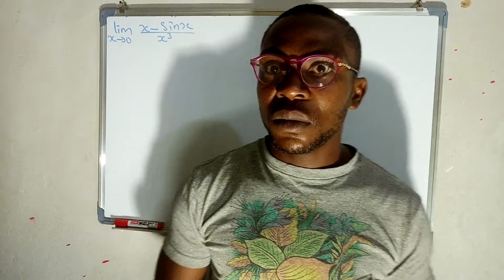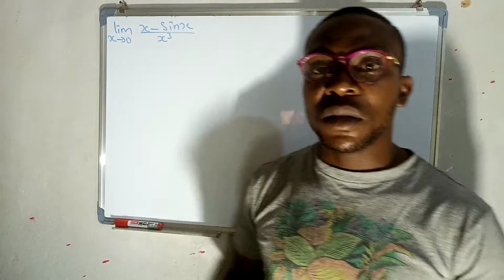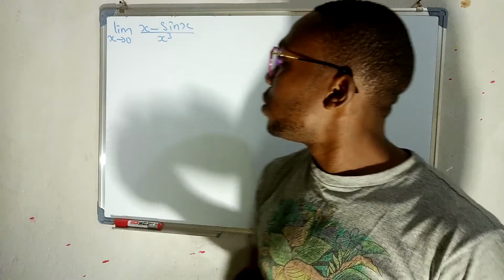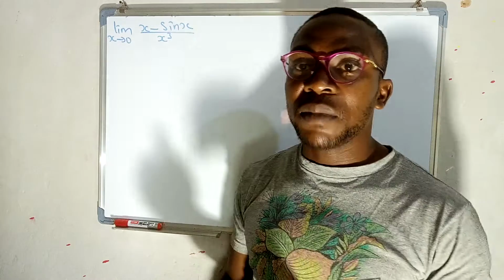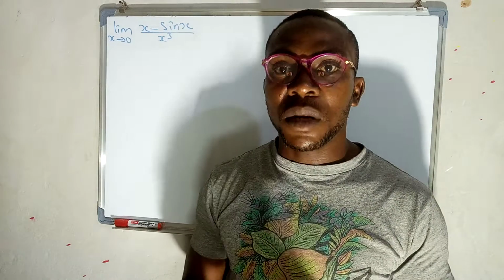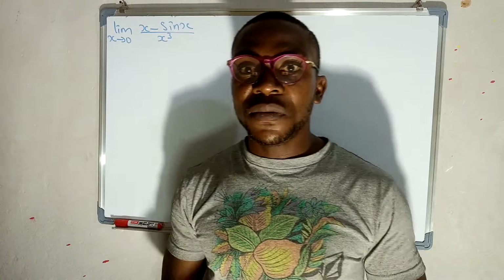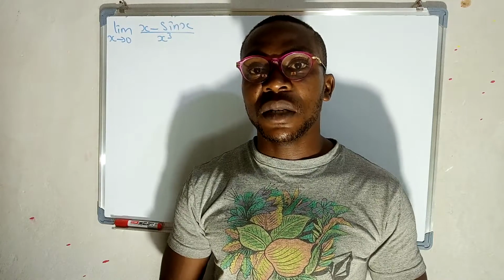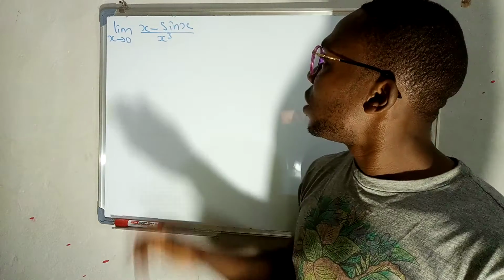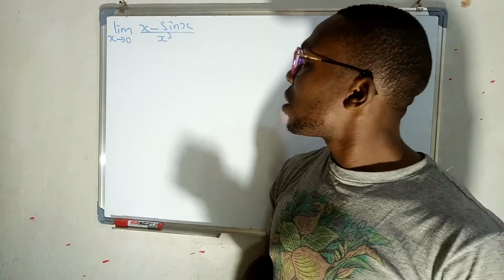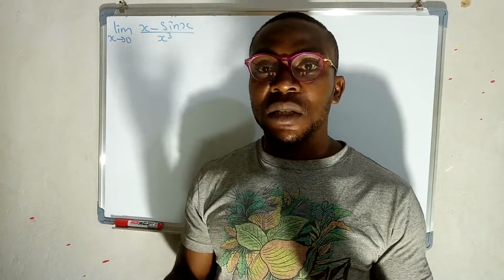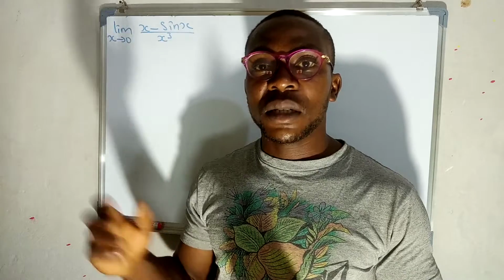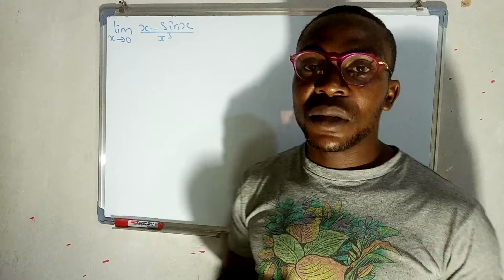Today in this video, we shall be finding the limit of this function: the limit as x approaches 0 of (x minus sine x) over x to the power of 3. You can pause the video if you want to try it yourself. When you observe, we'll be using L'Hospital's rule to evaluate this limit. So let's get started.